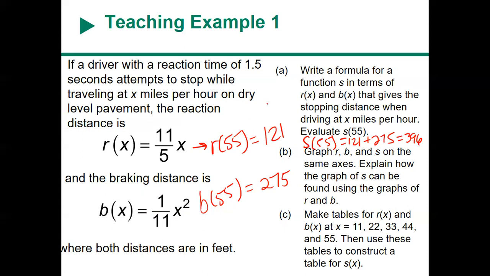So in order to stop, it says S in terms of R of X and B of X. So what is your stopping distance? You have to react and braking is how you stop, right? So your S of X equals you reacting and you braking. Yes? And that's going to cause you to stop. And that equals 396.